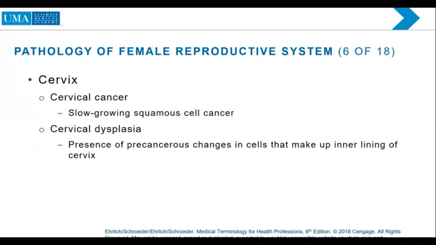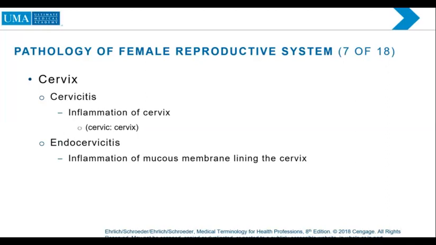Your cervix. You can have conditions associated with the cervix: cervical cancer, which is a slow-growing squamous cell cancer; cervical dysplasia, which is the presence of precancerous changes in cells that make up the inner lining of the cervix; cervicitis, which is inflammation of the cervix. Cervic equals cervix. Endocervicitis is inflammation of the mucous membrane lining the cervix.